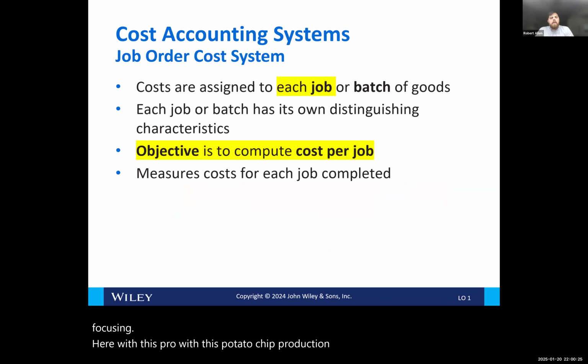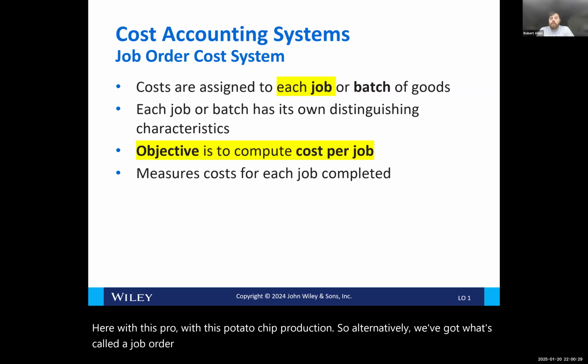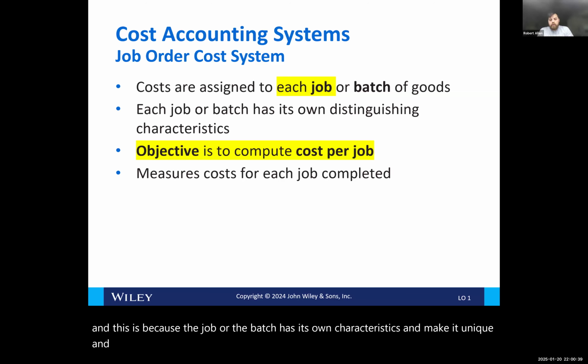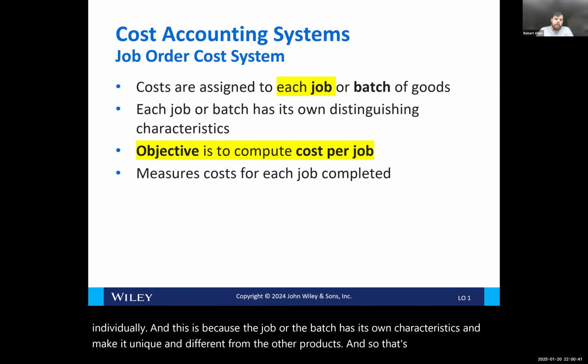Alternatively, we've got what's called a job order system. These costs are assigned to each job or to each batch individually. This is because the job or the batch has its own characteristics that make it unique and different from the other products. And so that's something we want to keep an eye on.